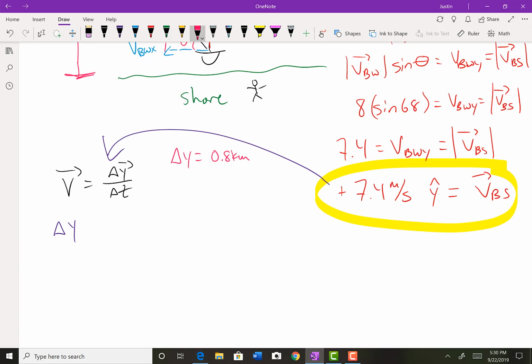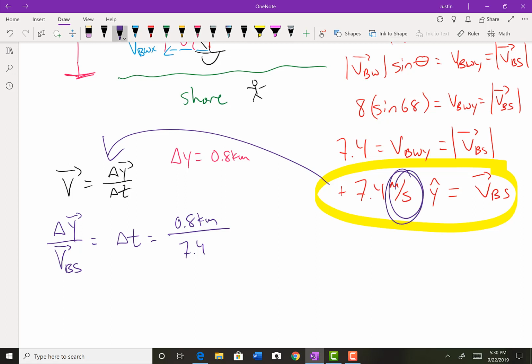All right. So going back to here, definition of an average velocity, it's going to be delta y divided by the velocity here, which is the velocity of the boat with respect to the shore, and that's going to equal the time. So delta y, that is 0.8 kilometers divided by the velocity of the boat with respect to the shore, so it's 7.4. Oops. Ooh, meters per second.